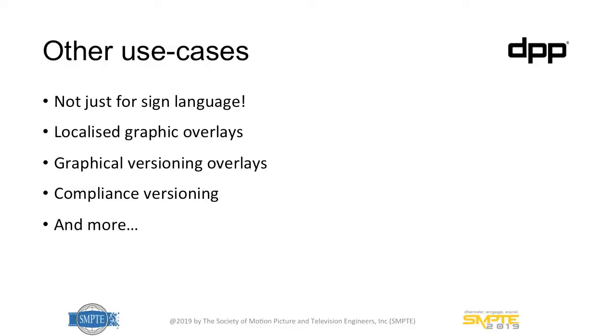And actually compliance versioning. So we went out to DPP members and to IMF user group members, and we asked them what their use cases were for this, and whether there were any that we hadn't thought of. And a slightly unexpected one that came out was compliance versioning, the ability to actually use an overlay to either replace content, to take out product placement, which might be acceptable in one market and not another, or to essentially censor content, so to cover up dangerous bits of the image.